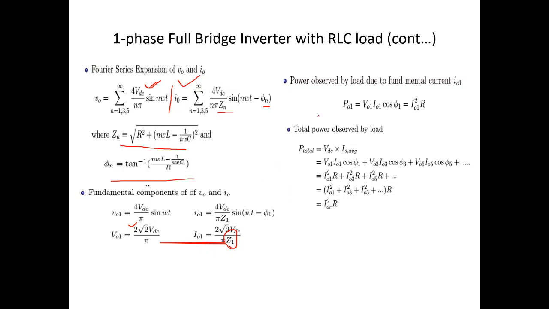Power absorbed by the load due to only the fundamental component is equal to the RMS value of fundamental voltage into the RMS value of fundamental current into the fundamental displacement factor, or that is also equal to the fundamental current flowing through the load squared into the resistance value. So you can use either formula. And if you want to find the total power absorbed by the load, you can find it using this formula.